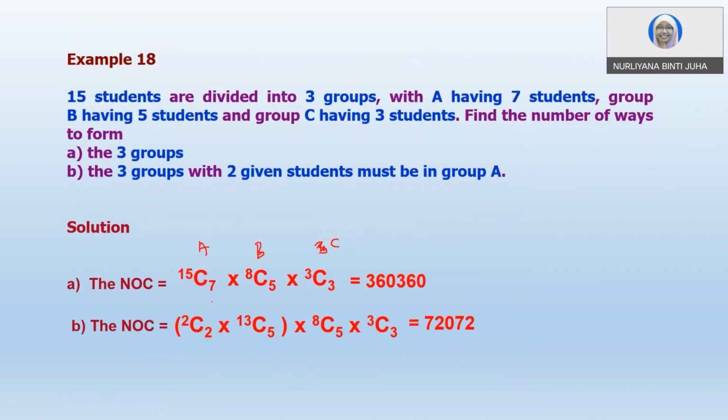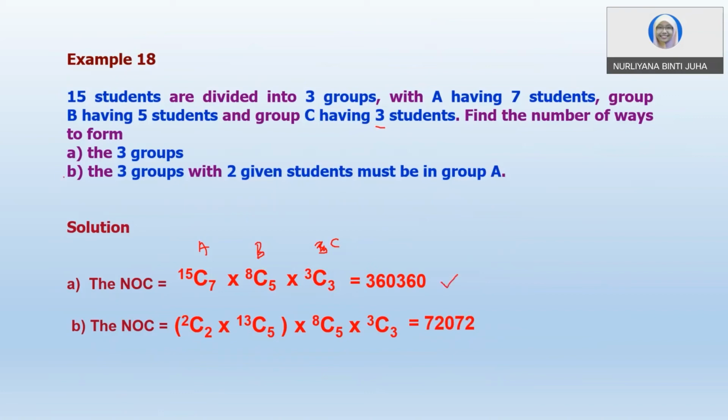15 choose 7. And then kalau dah pilih 7, 15 tolak 7, yang tinggal cuma 8. So daripada 8 ni, kita kena choose 5 pula. 8 choose 5. And then dah 8, you pilih 5. So 8 tolak 5, you tinggal 3. So this 3, you need to choose another 3 student lagi. So 3 choose 3. Okay. So make sure you get the answer like this.